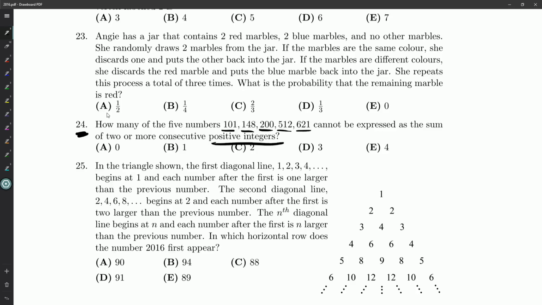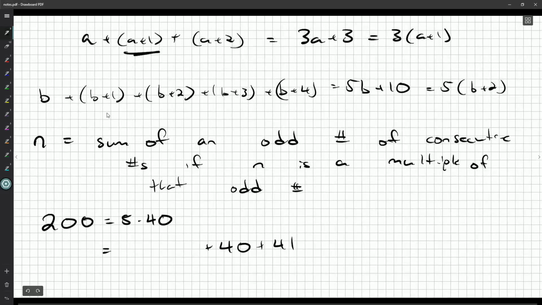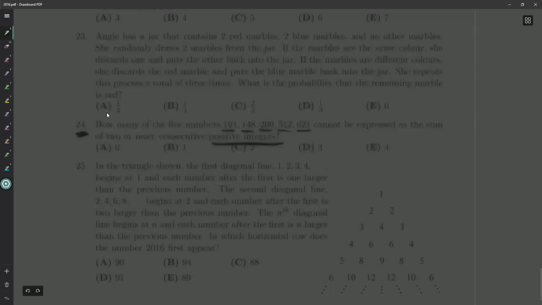But 200 definitely is, 200 is a multiple of 5, for example. So 200 is 5 times 40. And that means 40 would be the middle number. So plus 41, plus 39, plus 38, plus 42. And we've got a calculator, we can double check this, but I know this is true. So 200 can be. Now, do we want can or cannot?